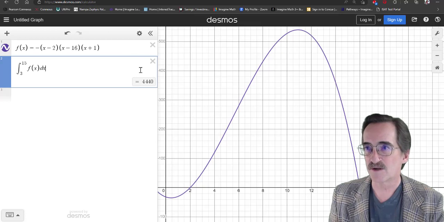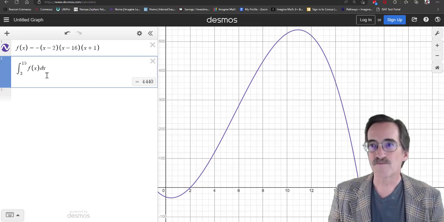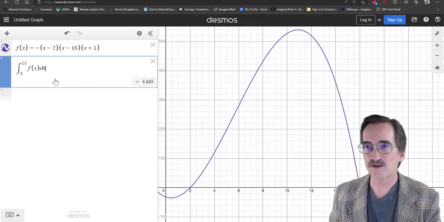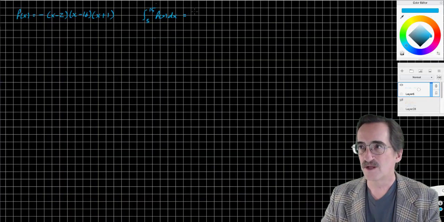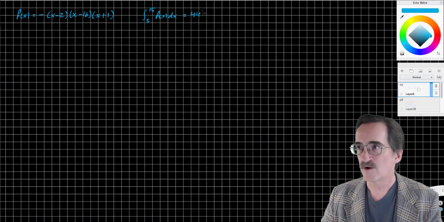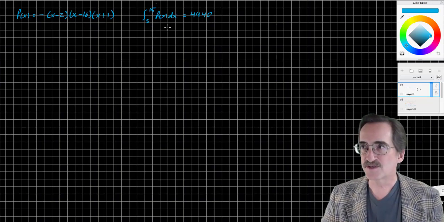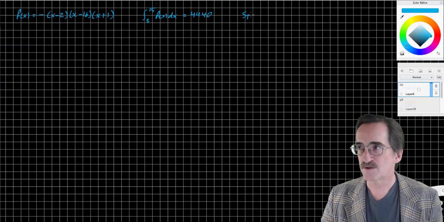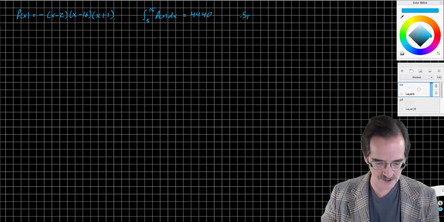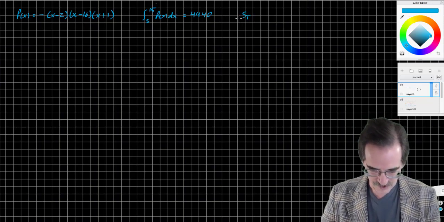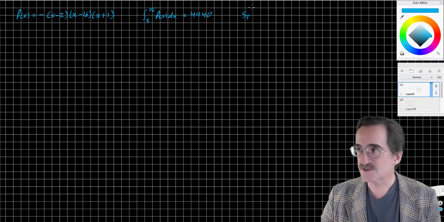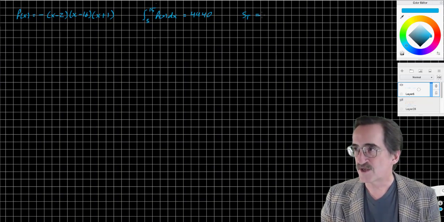So let's pull up our calculator here. I did the integral from 3 to 15 and I ended up with 4440. That's the actual value, and we could do that by hand as well. And we found the estimate, the sum of the trapezoids using the trapezoid rule with n equals 6. The sum of the trapezoids was 4460.